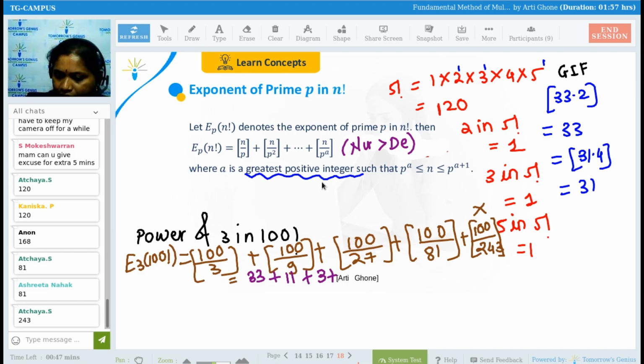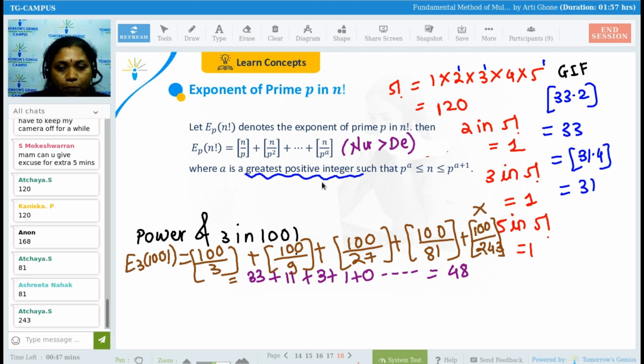Okay. 100 by 81. What will be the answer? 1 point something. And this is a 0. Hence onward it is a 0 only. Clear? Okay. So what is the answer? 33 plus 11 plus 3 plus 1. So 48. So what will be the answer? This one is the 48.